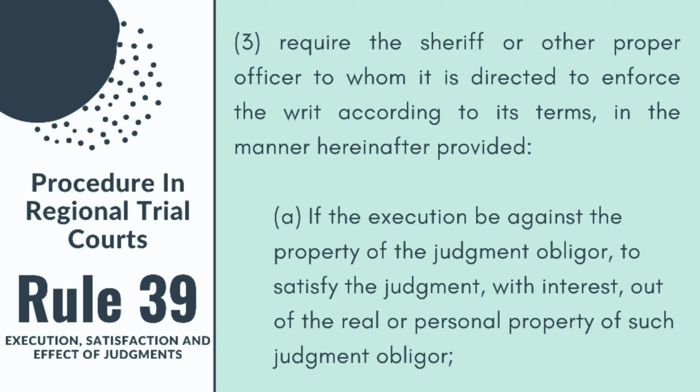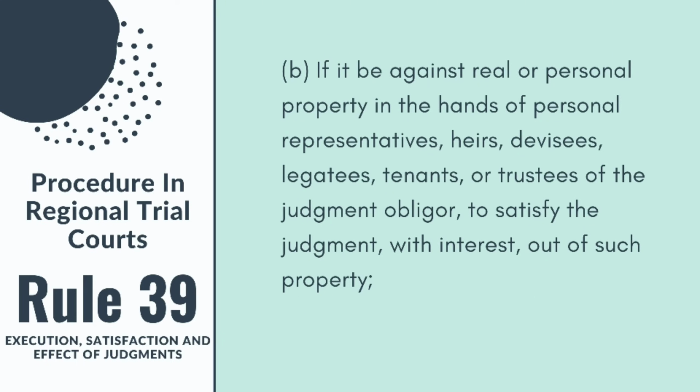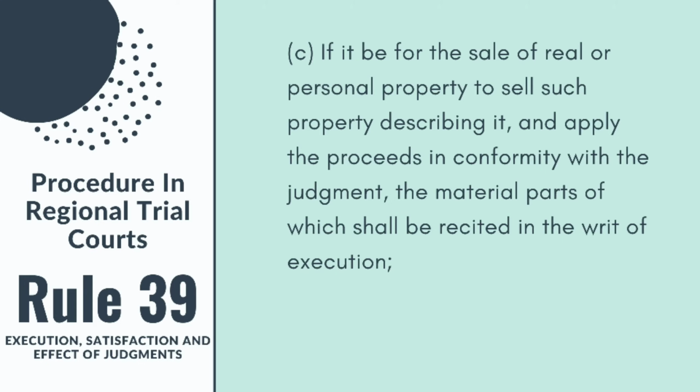A. If the execution be against the property of the judgment obligor, to satisfy the judgment, with interest, out of the real or personal property of such judgment obligor. B. If it be against real or personal property in the hands of personal representatives, heirs, devisees, legatees, tenants, or trustees of the judgment obligor, to satisfy the judgment, with interest, out of such property. C. If it be for the sale of real or personal property, to sell such property describing it, and apply the proceeds in conformity with the judgment, the material parts of which shall be recited in the writ of execution.